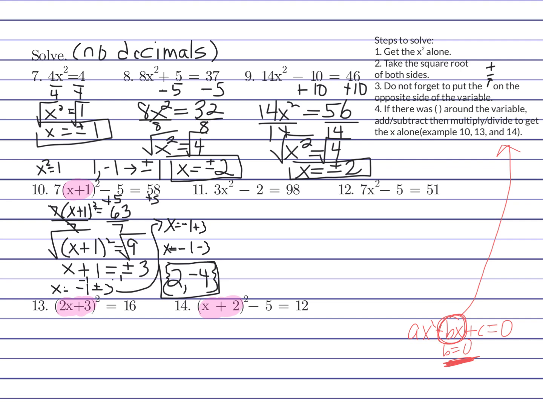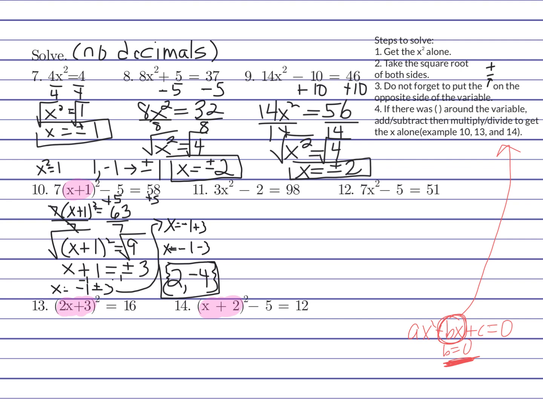Negative 4 and positive 2 are the solutions. Negative 4 and positive 2 are the roots. Negative 4 and positive 2 are the zeros. And one more time, negative 4 and positive 2 are the x-intercepts. So that's where this parabola, because this is a quadratic, would cross the x-axis at negative 4 and positive 2.